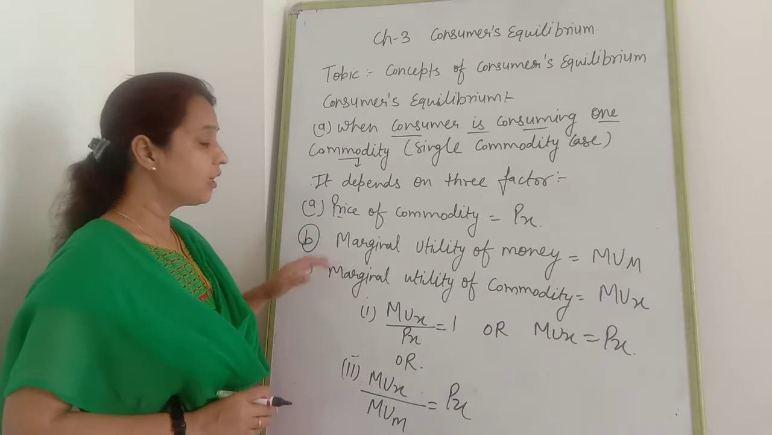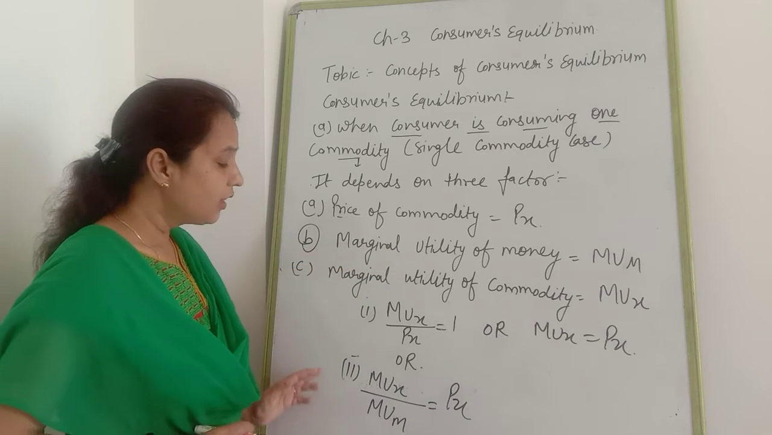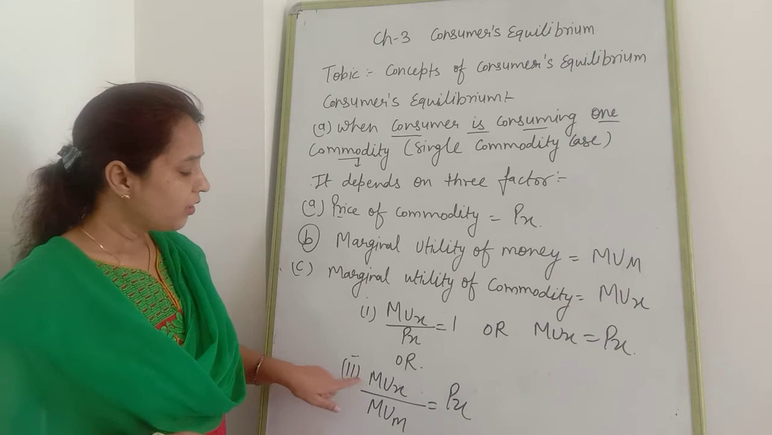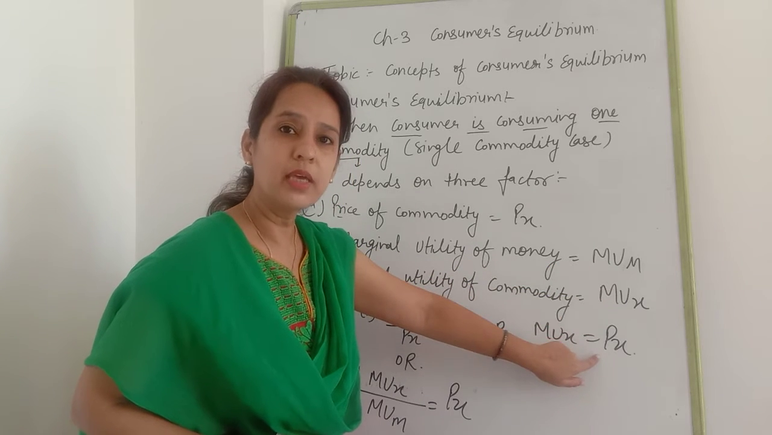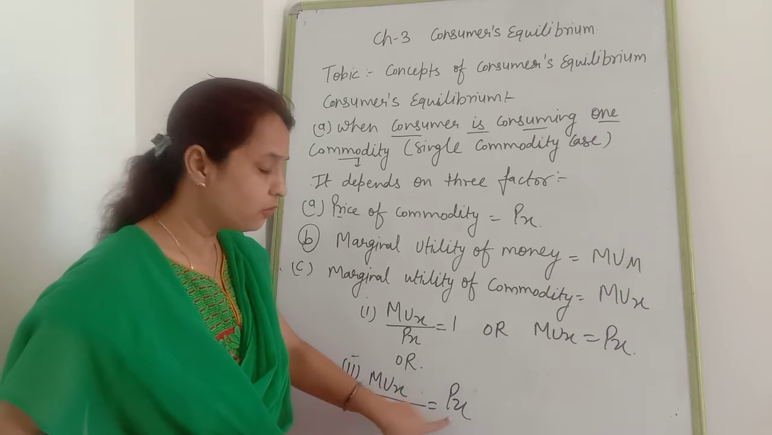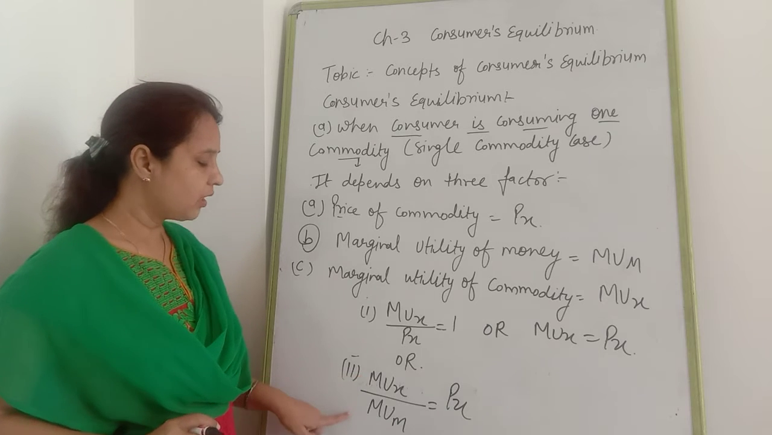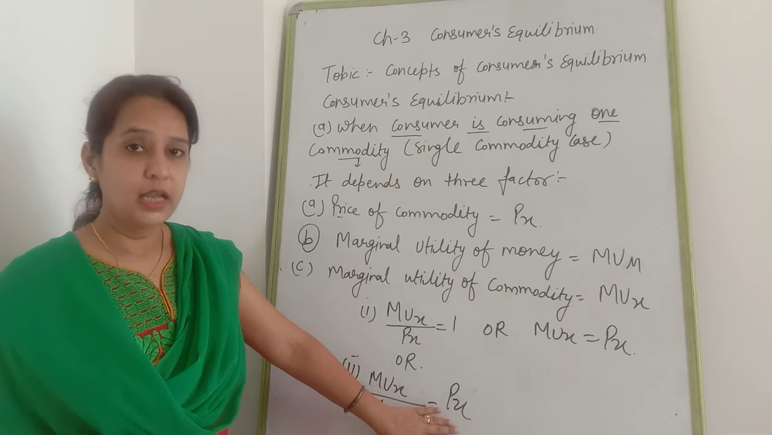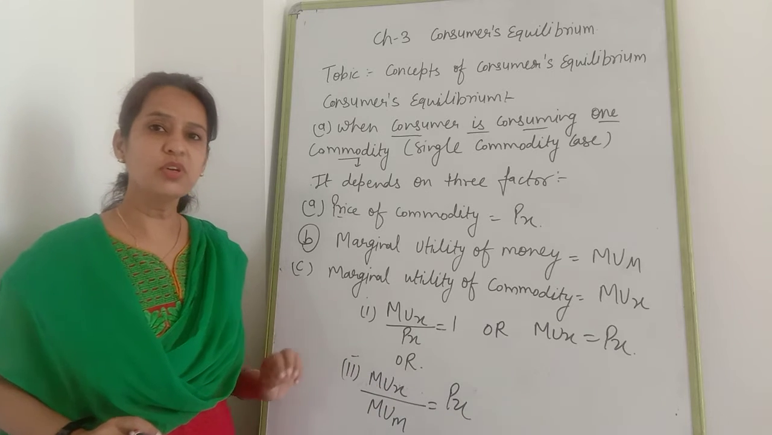But if it is not given as rupees 1, and some other value is given, 2 rupees or 4 rupees, then how are we going to find out consumer equilibrium? MUX divided by MUM equal to PX. MUX, all of you know, is the marginal utility of X commodity, and MUM means marginal utility of money, equal to PX.